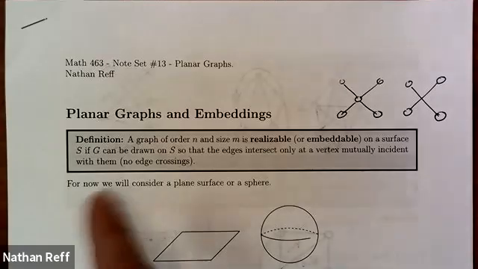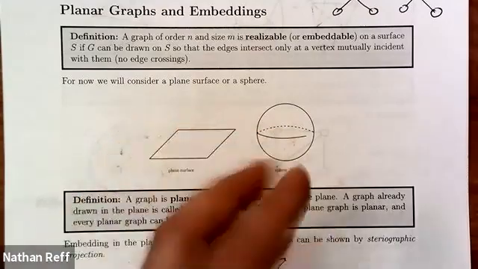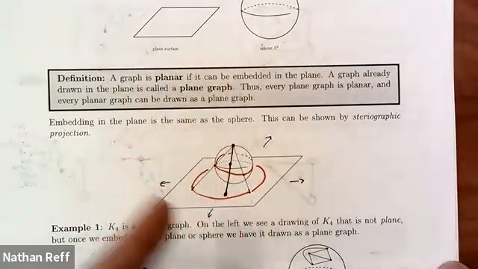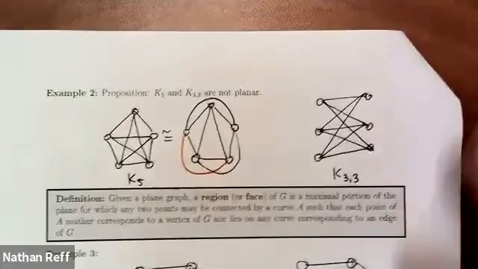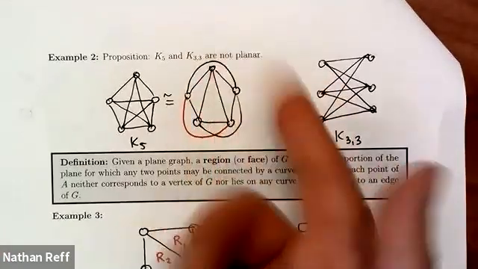Okay, so we talked about planar graphs and embeddings, talked about embedding graphs in the plane and in the sphere, and we showed that, because of the stereographic projection, doing one would be the same as the other. And so we just fixed ourselves to looking at the plane. I did mention that K5 and K3,3 are going to be important examples of non-planar graphs.